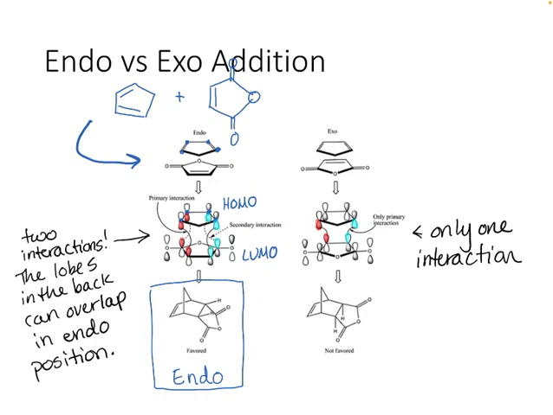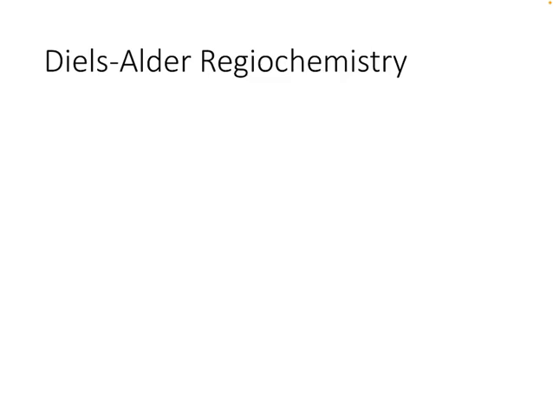Okay. And then here's that endo versus exo slide again. Oh, we're actually going to skip this example slide. And let's go to one last topic before we end this chapter, and that's Diels Alder Regiochemistry. Okay, so regiochemistry, remember, tells us where groups will be positioned at the end of a reaction. And so far, we've been dealing with symmetrical reactants. But what if we have asymmetrical reactants?